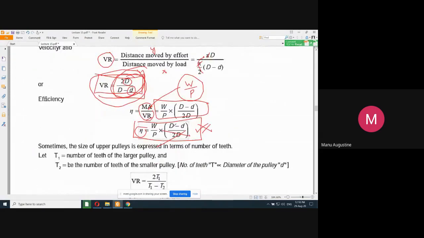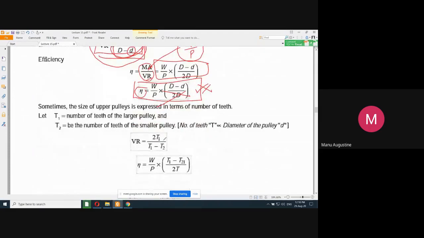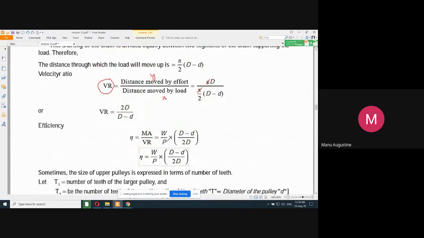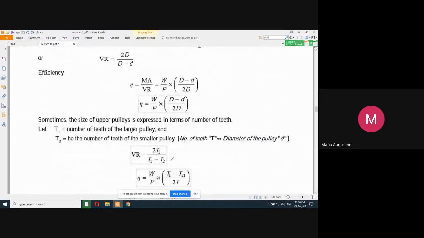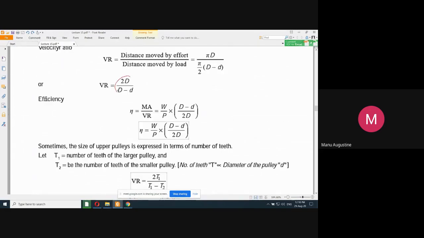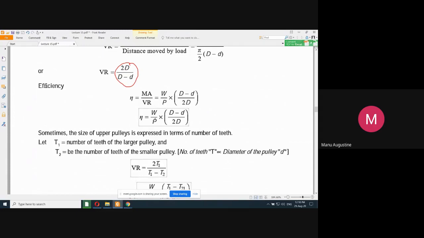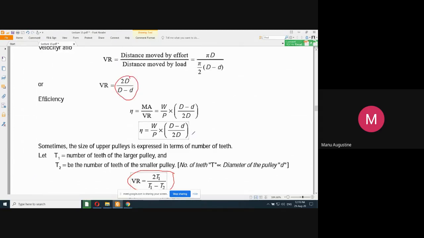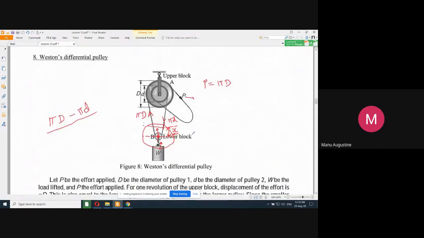Now, sometimes, let me just take out all this construction from this page. There is an alternative to this formula also. Instead of the velocity ratio being written as 2 capital D upon capital D minus small d, it is expressed in terms of the number of teeth on the sprocket. Now let me explain the meaning of this. Look at this figure.